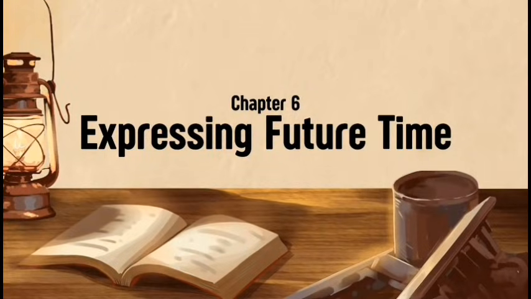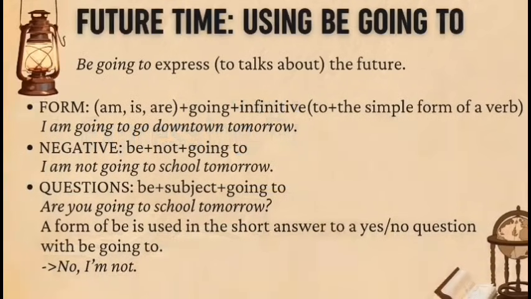Next, chapter 6, expressing future time. Future time using be going to. Be going to is used to talk about the future. The form is am, is, are plus going plus infinitive: to plus the simple form of a verb. For example, I am going to go downtown tomorrow.